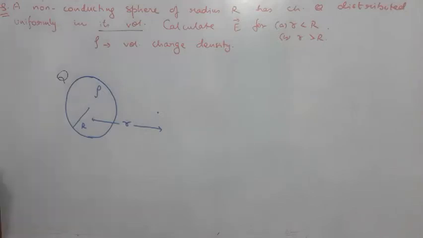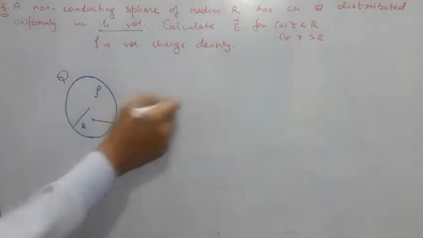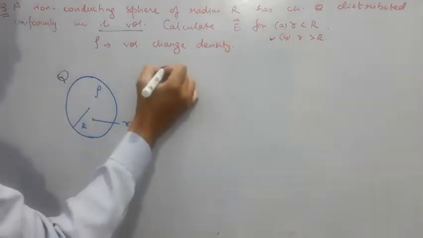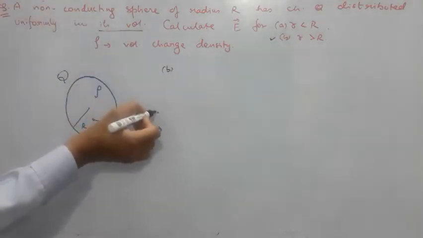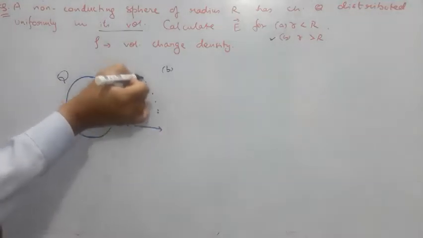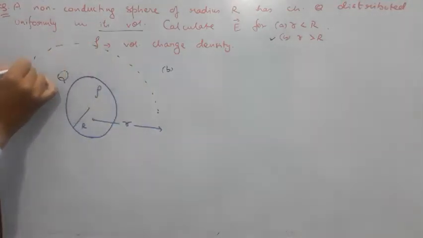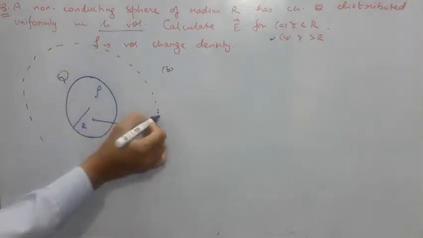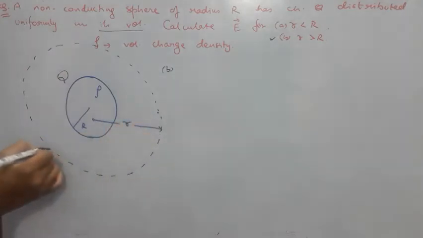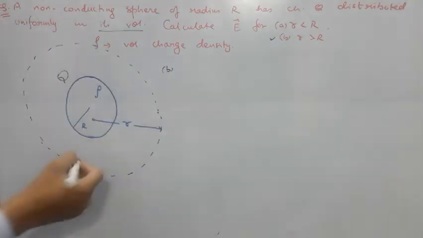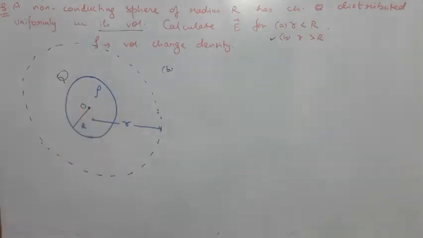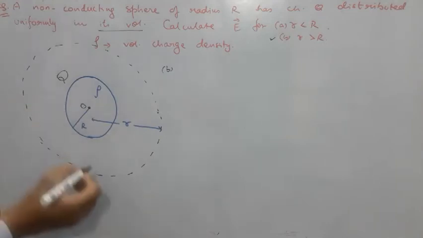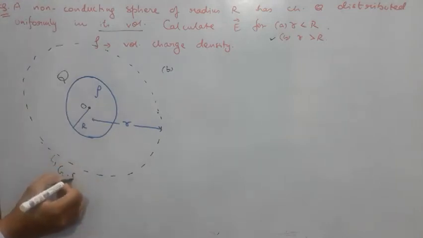First we shall discuss the case for points outside. That means we will do part B first. So we will construct a Gaussian surface. The Gaussian surface will be in the form of a sphere of radius small r, and its center will be the same as the center of the given sphere, which we write as O. So this is our Gaussian surface.